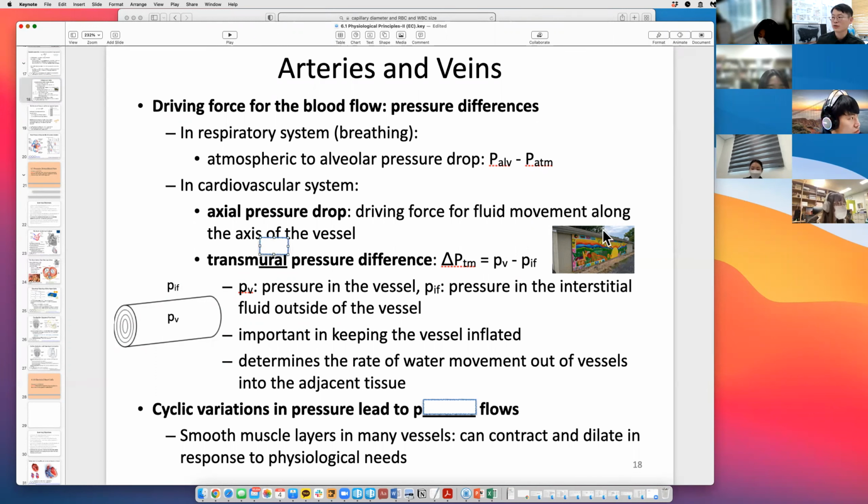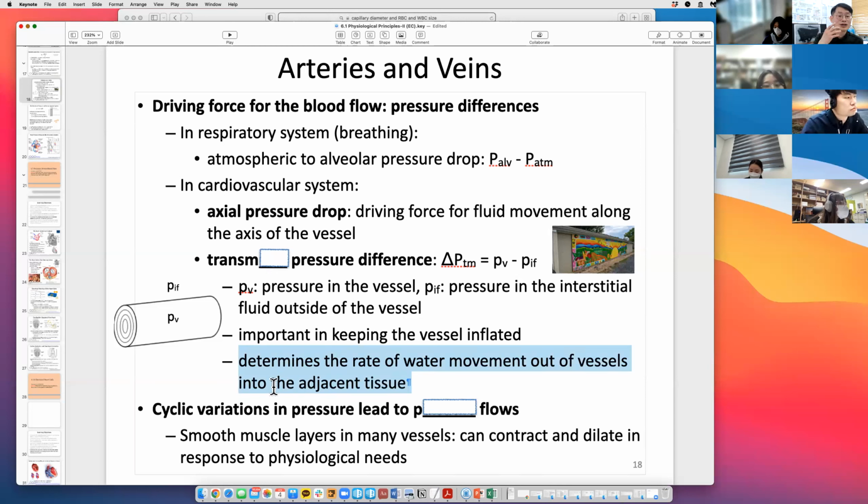You probably know mural art, like in Mexico, Latin America, you can find this artwork on your wall, that's called a mural. So that's why this is called transmural pressure. And this is important to keep the vessel inflated, okay? And also it determines the rate of water movement out of vessels.